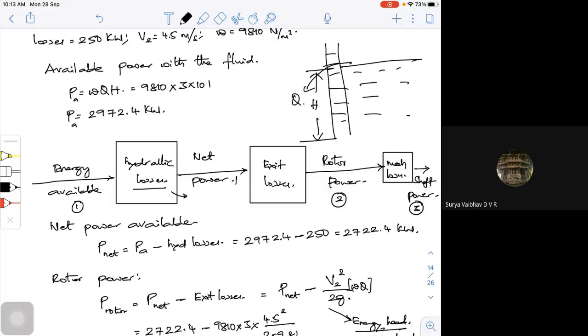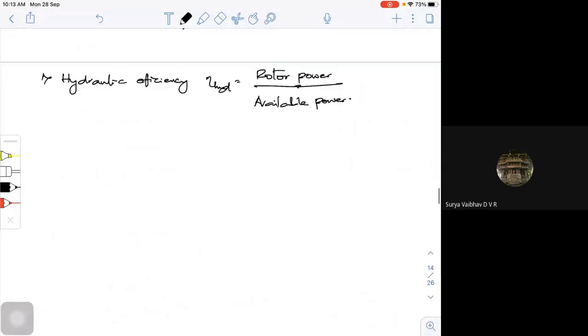Then what is your mechanical efficiency? Shaft power divided by rotor power is my mechanical efficiency. What is your overall efficiency? Shaft power divided by available power is your overall efficiency. Okay, that's what I'm going to do now. Hydraulic efficiency is rotor power, which is 2692.05, divided by available power, which is 2972.4. If I calculate, I am getting around 90.56%. This is my hydraulic efficiency.